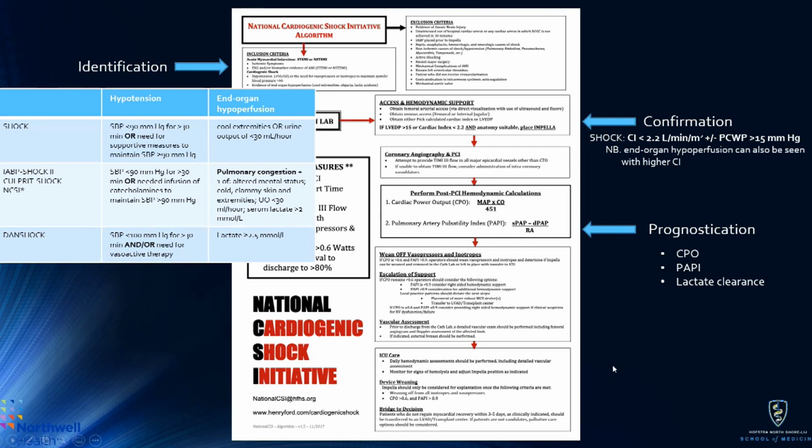Obviously, we're looking for end organ perfusion, and at the time of someone presenting to the cath lab, we're not always aware of what their end organ perfusion issues are, but you can suffice to say that these patients are quite sick and in extremis. We do confirmations, looking at right heart cath numbers, and we do prognostication by looking at the cardiac power output, the PAPI, and the lactate clearance.